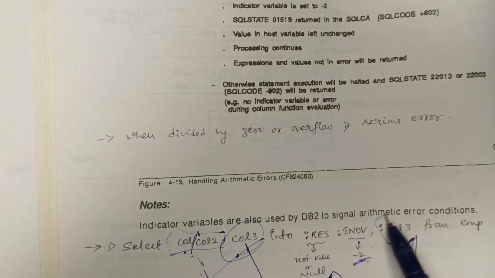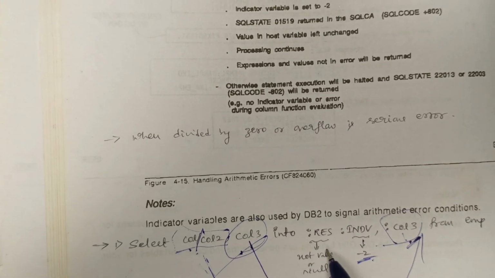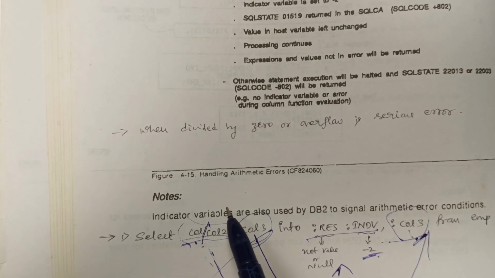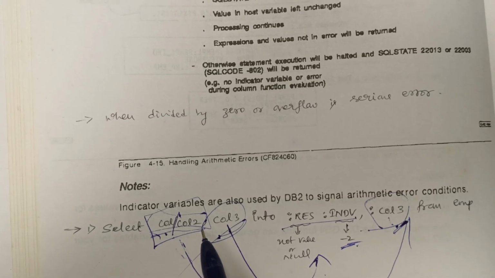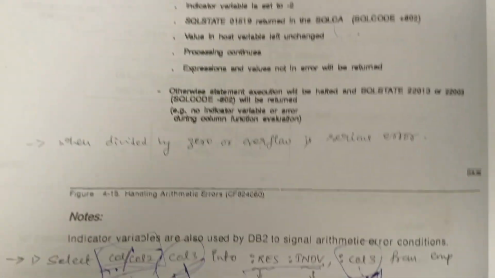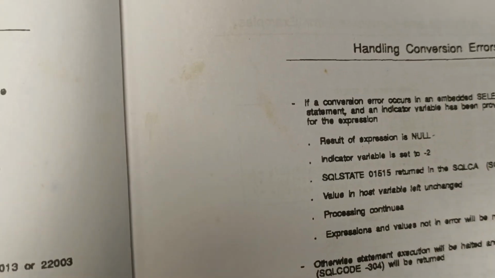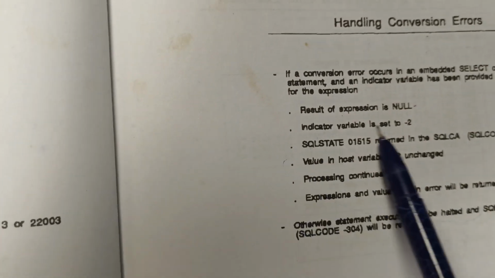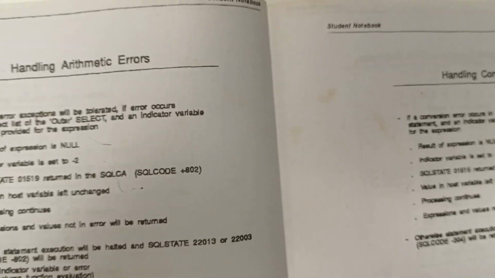At that time you will not need any indicator field. An indicator field is required only when you are doing arithmetic conversion for the columns. So these are sample syntaxes for how to handle the arithmetic conversion, and this is also how to handle the conversion error. You will get an indicator field with the -2 value.